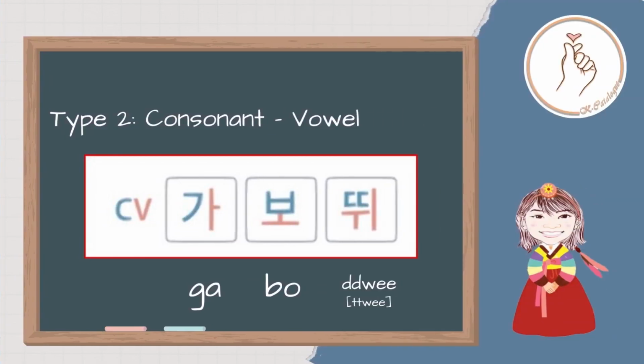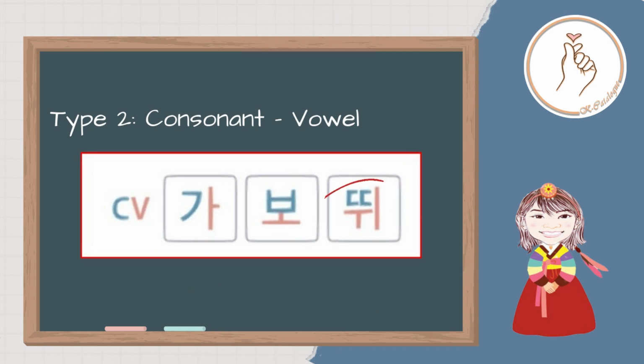Second type is the consonant-vowel combination. We have here consonant giyok plus vowel a, ga. Next, consonant biyup plus vowel o, bo. And double consonant digut plus vowel wi, twi. So, dito sa pangatlo, again, puro bago siya. Double consonant digut and yung vowel wi. Lalabas yung mga yan sa mga upcoming lessons natin.